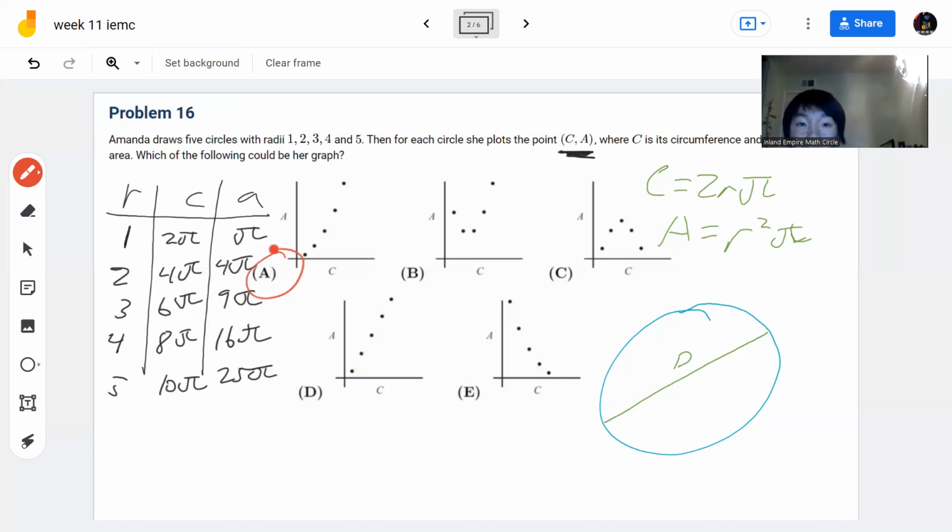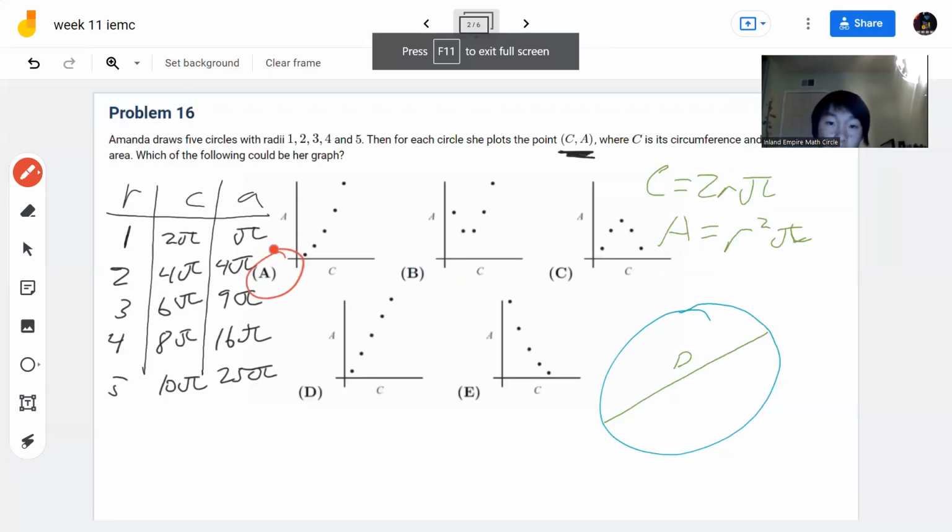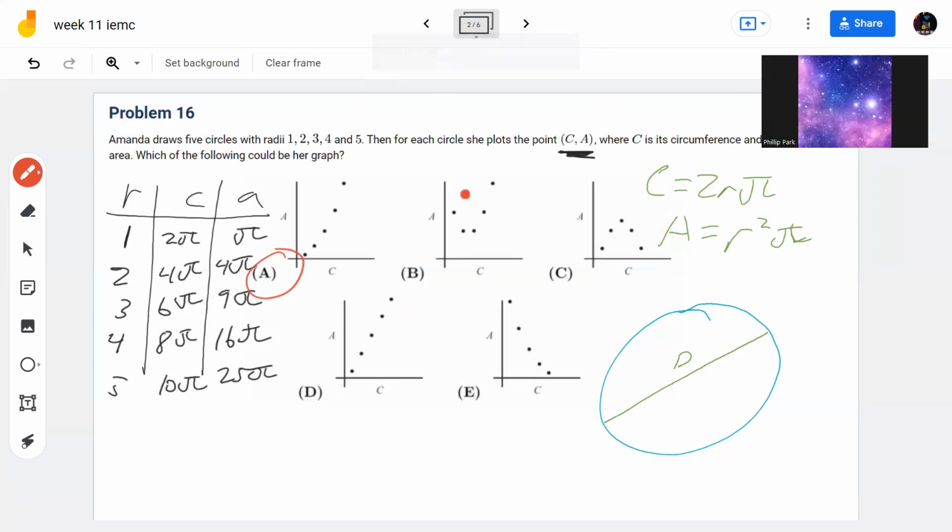So that's why the correct answer here would be A. Did everyone get that? Could anyone please respond? Anyone? Yes or no? Yes, okay. Right, cool. We'll move on to the next one.